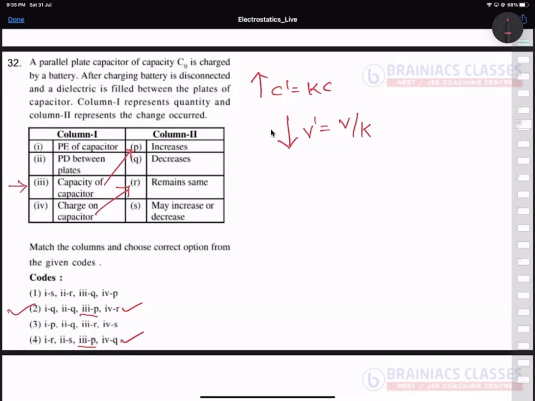Is it clear for everybody? Yes, sir. Any doubt? So for question 32, option number 2 is the correct answer. Is it very clear to all of you? Hope it is clear, and there are no doubts at the moment, I guess. If any doubts, please proceed.